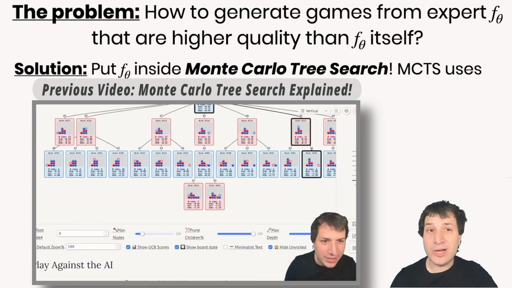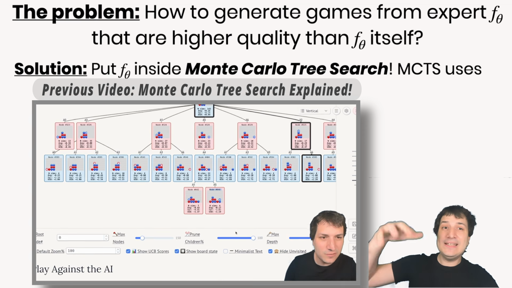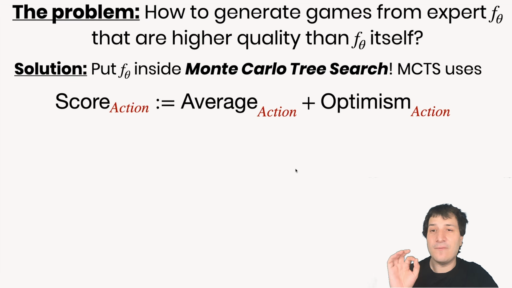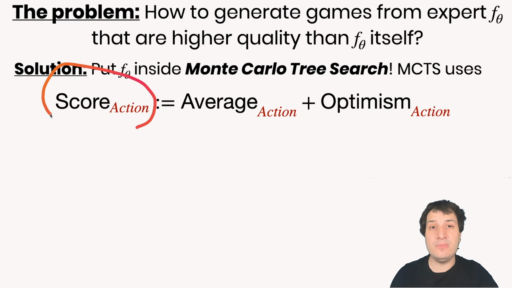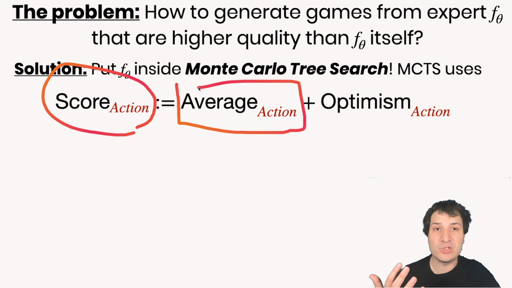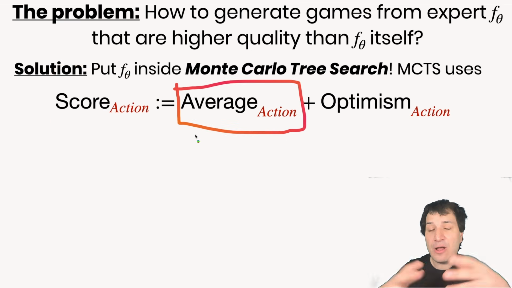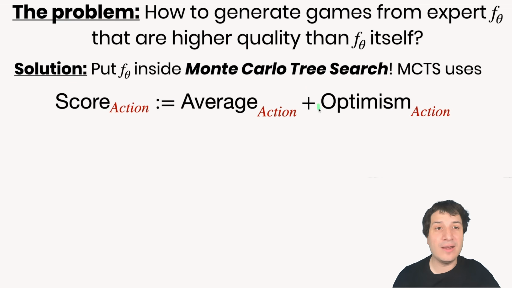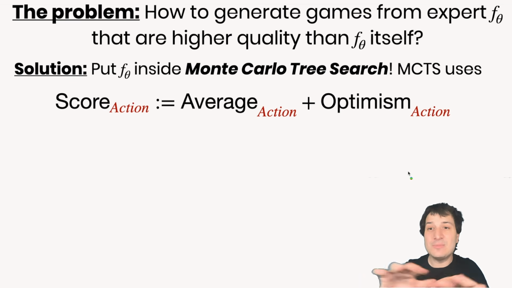To make AlphaZero work, we're going to take our expert f theta and put it inside the Monte Carlo Tree Search to make it even smarter. And the secret is to do it in a very particular way. So the heart of the Monte Carlo Tree Search algorithm is scoring how good moves are based on simulations, but including not just how they've done in the past, which is what I call the average. That's the average of how good a certain action was in all the simulations we've done so far, but also adding on an optimism bonus.